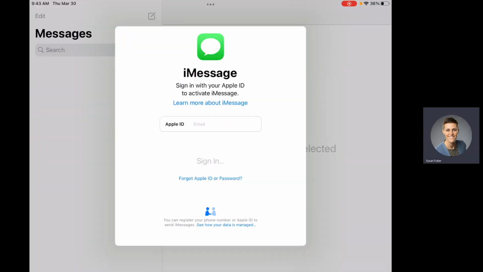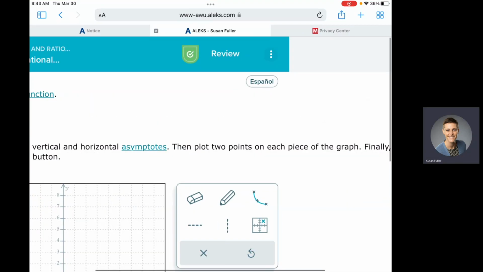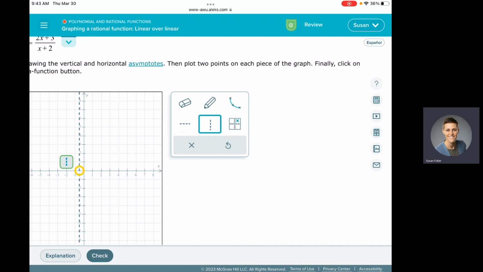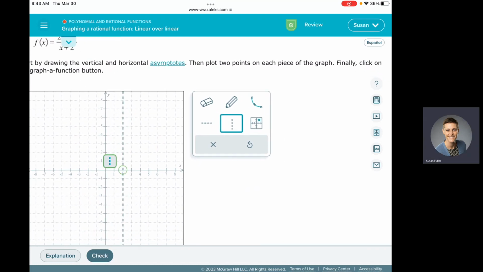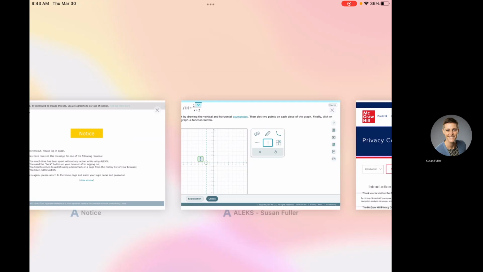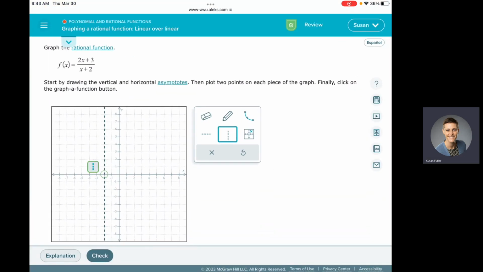I can't seem to get the right one. There we go. All right, so we'll put our asymptotes in. So we have a vertical asymptote at x equals, oh, -2, my bad. -2. And so I will hit that to graph it. Okay. And now I'll put in my horizontal asymptote.